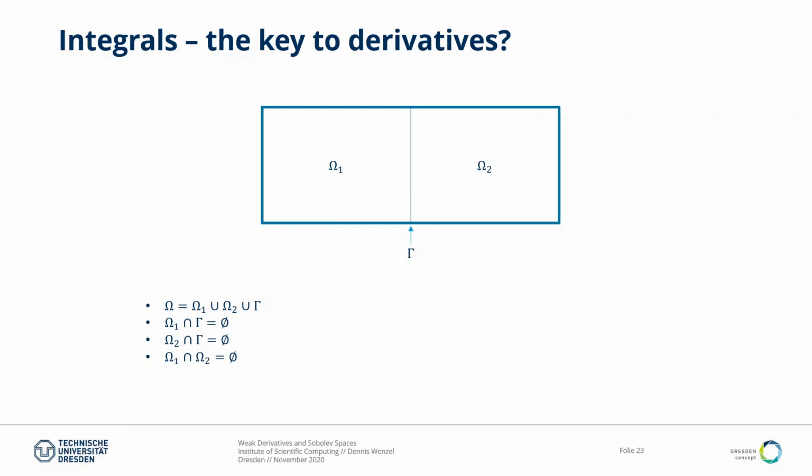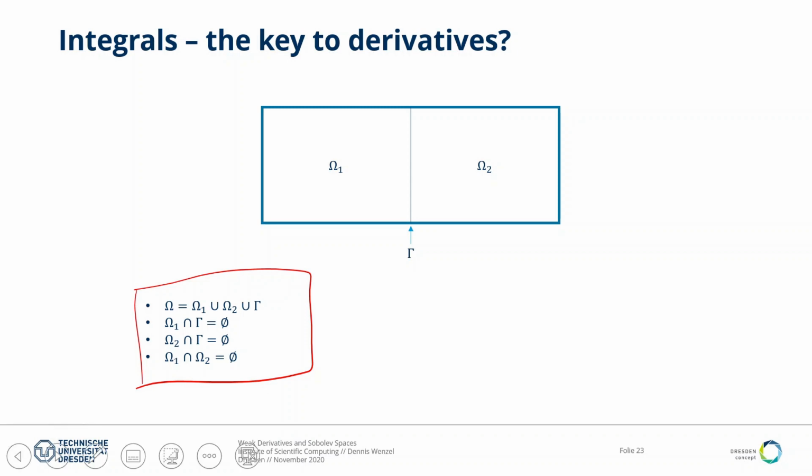What does this in practical mean, or what can we conclude from this? Imagine that I have a domain that is formed by 3 parts: my left side, omega 1, my right side, omega 2, and the boundary between those two, called gamma. And I want them all to be disjoint sets. So all of those 4 conditions are supposed to hold. The union of all those 3 gives us omega, but they are all pairwise disjoint.